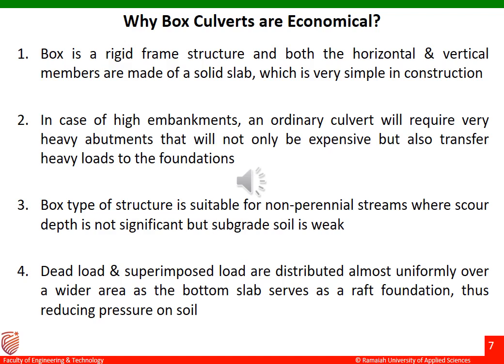And then one more thing is there will not be any moment distribution you will get from the slab to the abutments in case of slab bridges. But in case of box culvert, since it is made continuous with the reinforcement, there is a distribution of moment from the top slab to the side walls. So this makes the complete structure rigid.